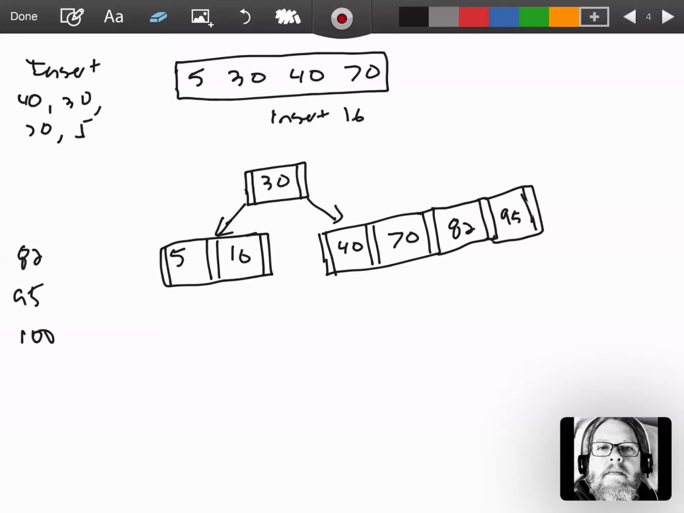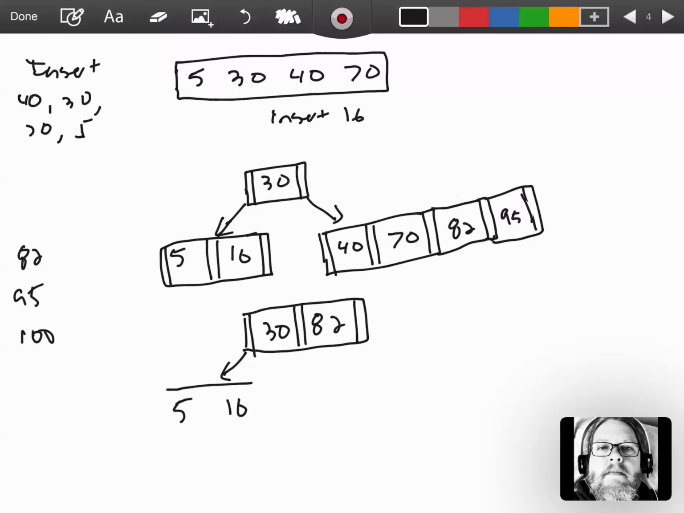So in this case, 30 is already there. We're going to bring the 82 up to the root level. Reorient things that way. So now we have that. This doesn't change. We still have the 5 and the 16 over here.